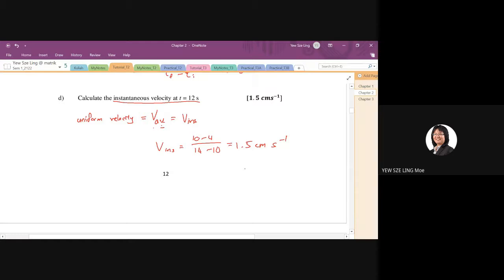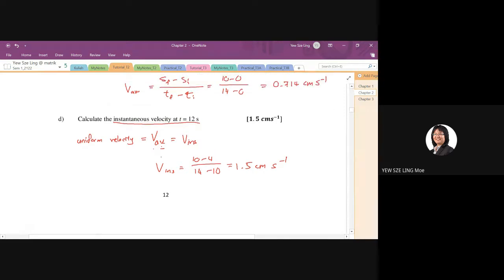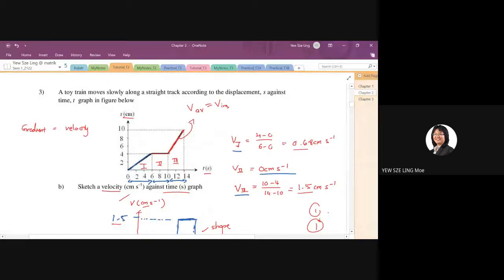Once you get the answer, that is done. That is our question number 3. So I repeat again. How do I know that V average is equal to V instantaneous? Because your object is moving with uniform velocity. How do I know that it is moving with uniform velocity? Because along this line, it's moving in a straight line. If it is a straight line graph, it means the velocity is uniform. So if the velocity is uniform, we can conclude V average equals V instantaneous, and therefore you can calculate V instantaneous by using V average.